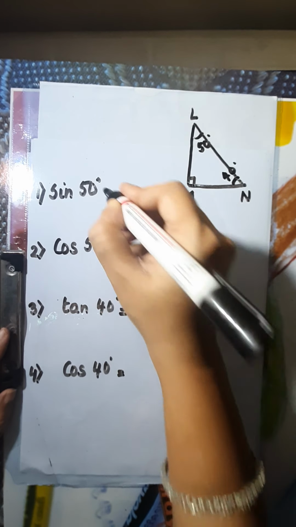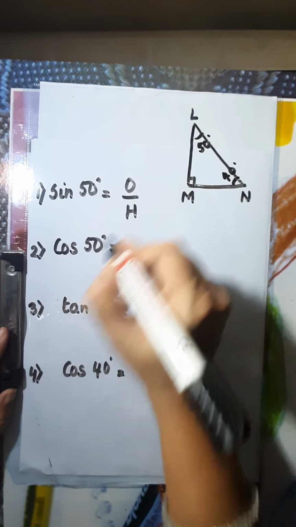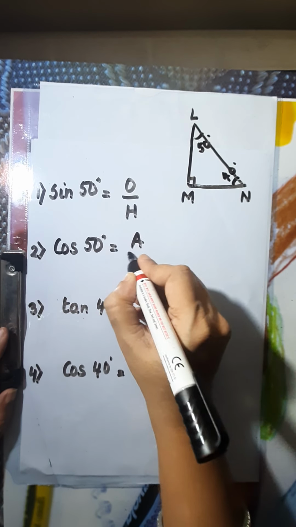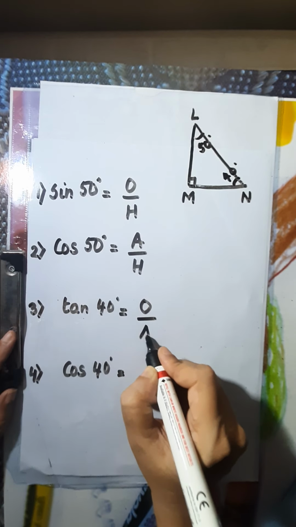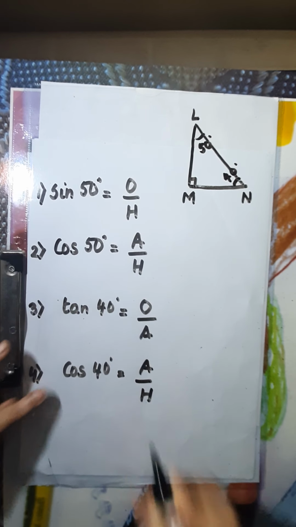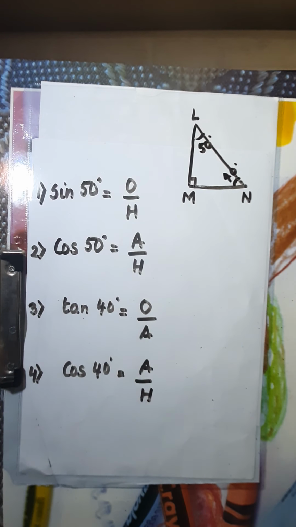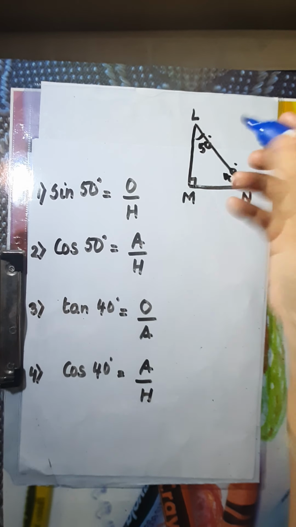What is sine, cos, tan? Sine is opposite upon hypotenuse, cos is adjacent upon hypotenuse. Okay, there is no doubt about that. Now first you want to take 50 or you want to take 40? Let's start with 40. You want to start with 40? Okay, this is 40. Or you want to start with 50? You can start with 50.